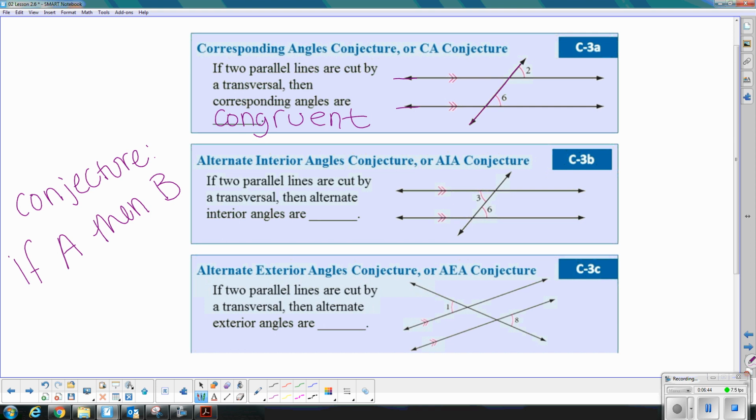The second theorem is the alternate interior angles conjecture, or AIA conjecture. Again, we have this line parallel to this line, marked by our parallel markings. If two lines are parallel and cut by the same transversal, then we're looking at our alternate interior angles. So here's our transversal. We're looking at the opposite sides of the transversal, but in between the parallel lines. Those two angles are congruent.